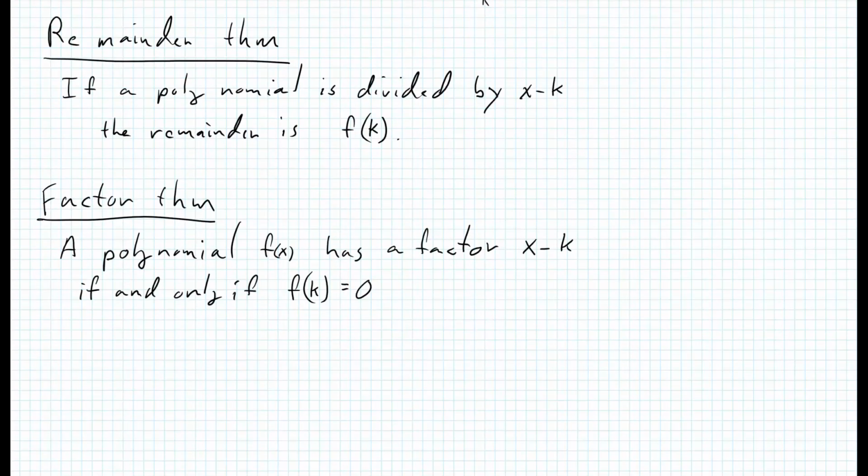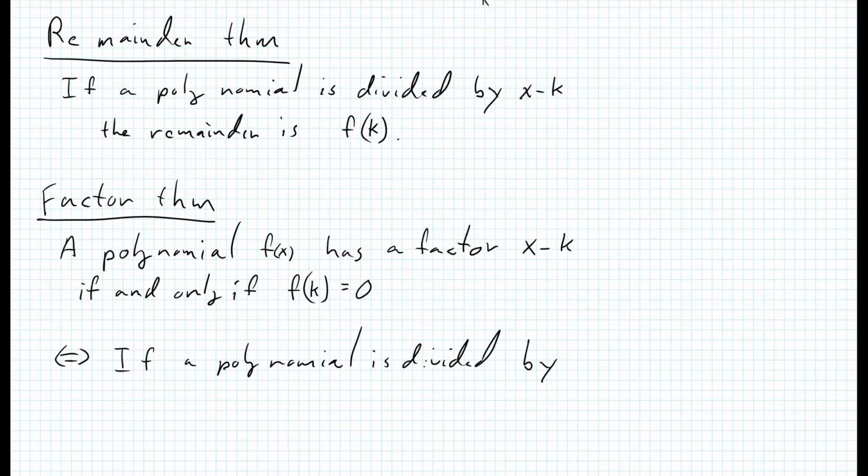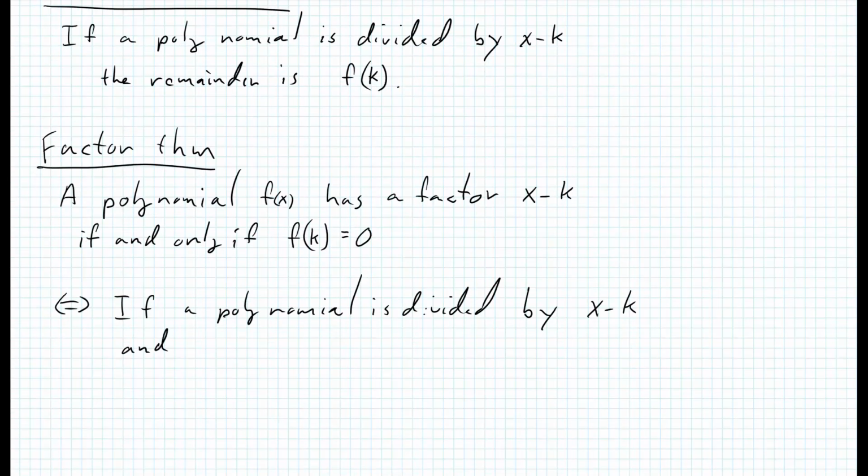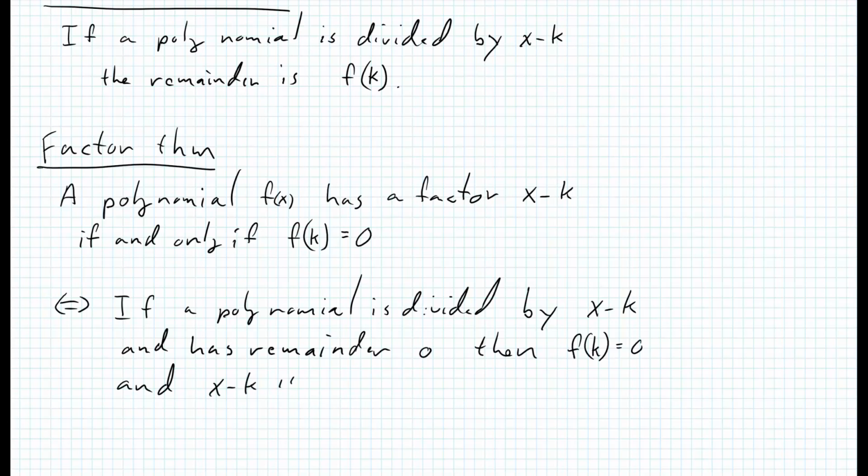Another way of saying this, the back-to-back arrows mean equivalent to: if a polynomial f of x is divided by x minus k and has remainder 0, then f of k is equal to 0, and x minus k is a factor of f of x.